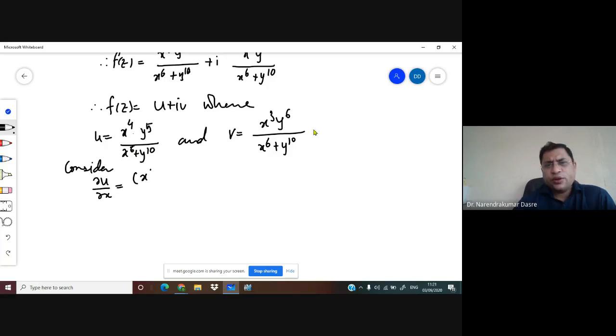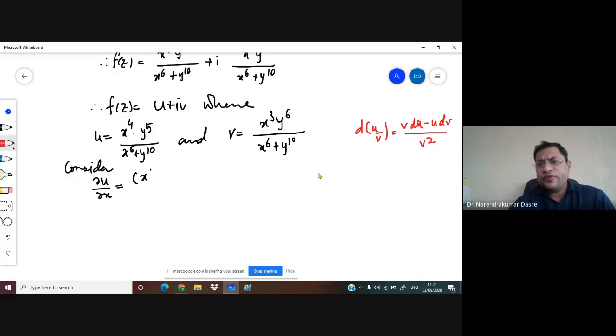I'll be having u upon v. So what do we know? The derivative of u upon v is equal to (v times derivative of u minus u times derivative of v) upon v square. Okay, so that's what we are going to use here. See, this u and v are in the formula. Here this entire expression is the function u and this entire expression is the function v. So here we have to be careful for the formula and for the terms here.